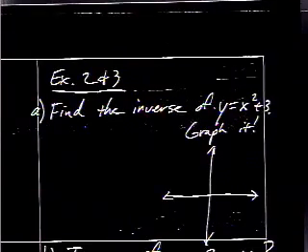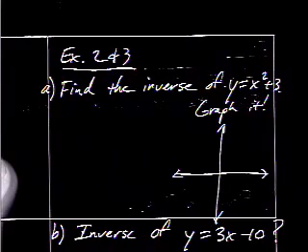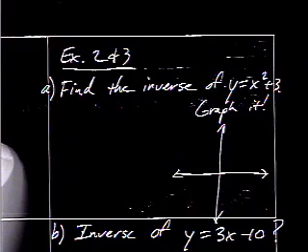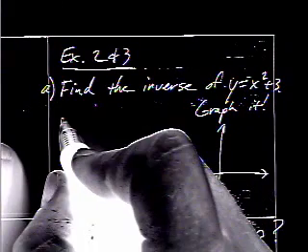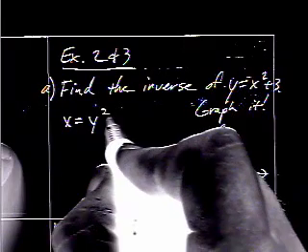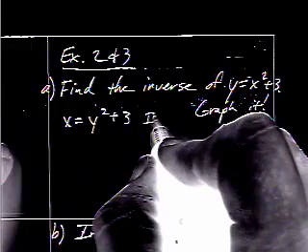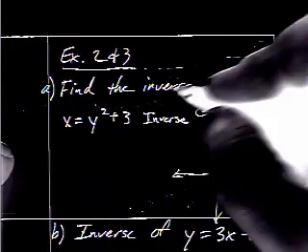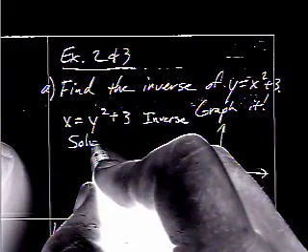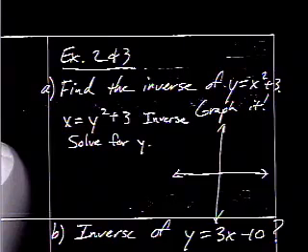Okay, let's take a look at example 2 and 3. They're kind of together. It says find the inverse of y equals x squared plus 3. All right, now here's an equation. It's not just a set of coordinates, it's an equation. So the first thing I want you to do is switch x and y. Technically, you have found the inverse. But math teachers, being the anal people that we are, we want you to solve for y. So every single time I will ask you to solve for y.